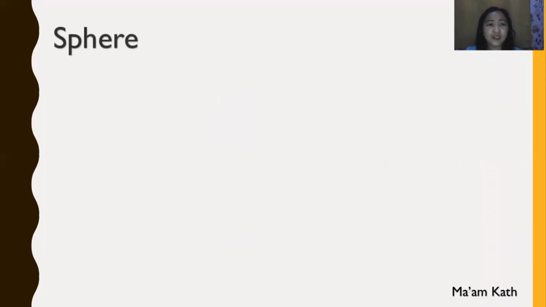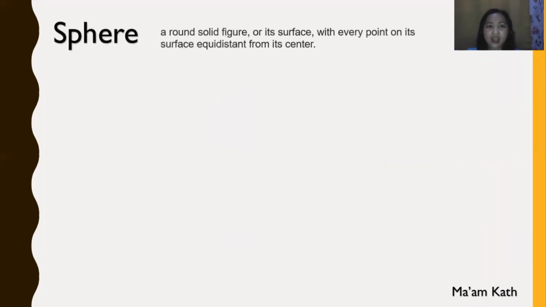Now, next solid figure is a sphere. A sphere is a round solid figure or its surface with every point on its surface equidistant from its center. So any point on the surface of the sphere is equidistant to the center.